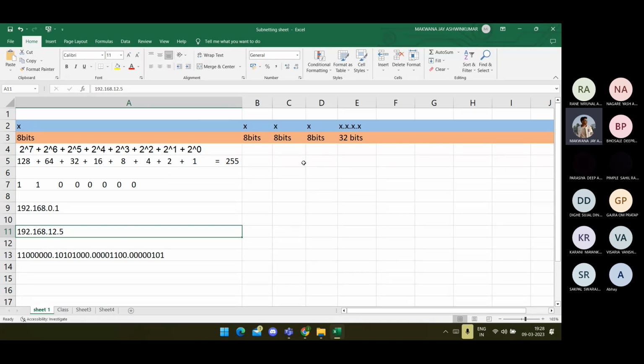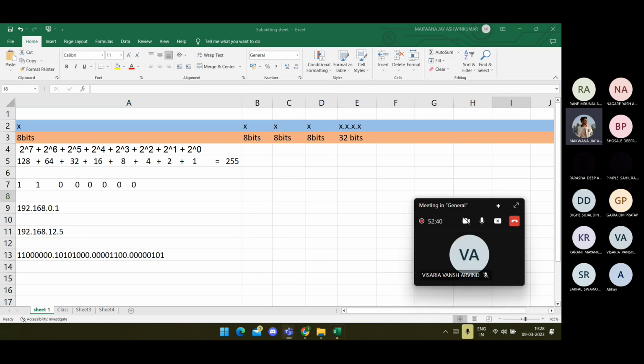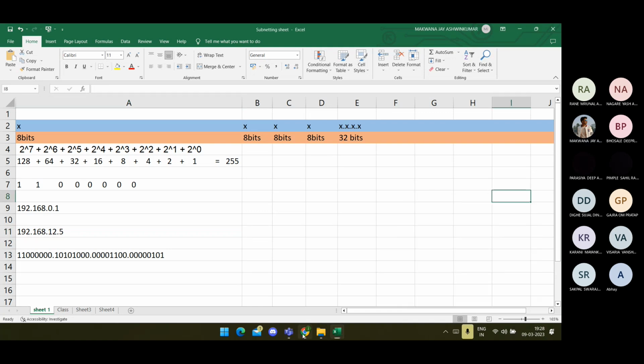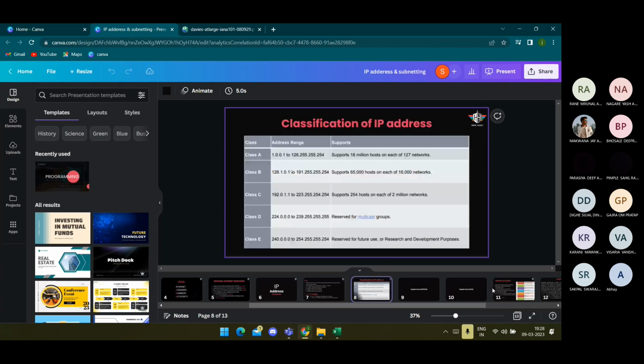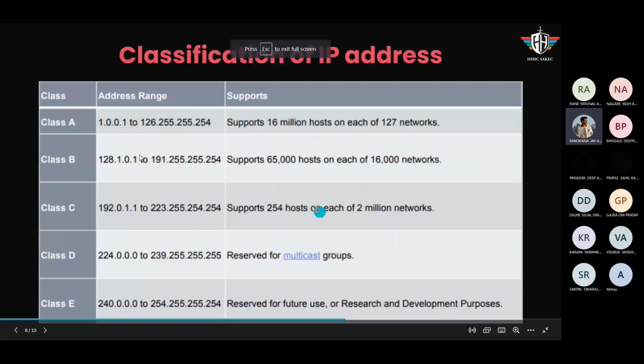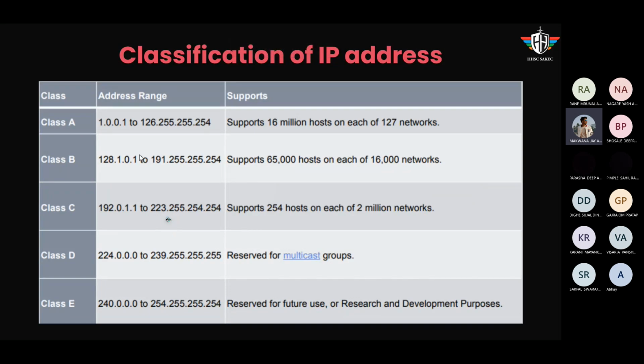If you know how this is divided into octets, we can learn about the subnetting part. So in the PPT, IPv4 is divided into 5 classes. Just wait for a second.